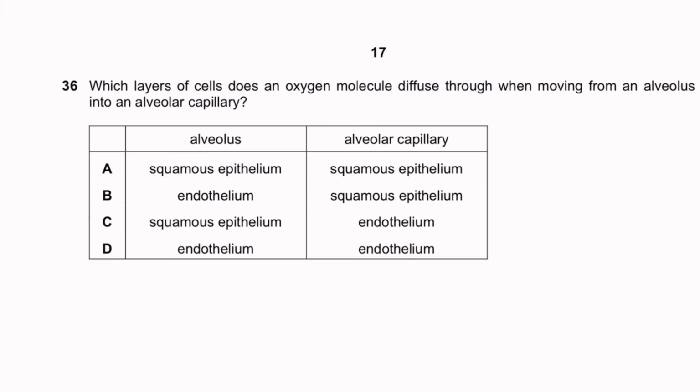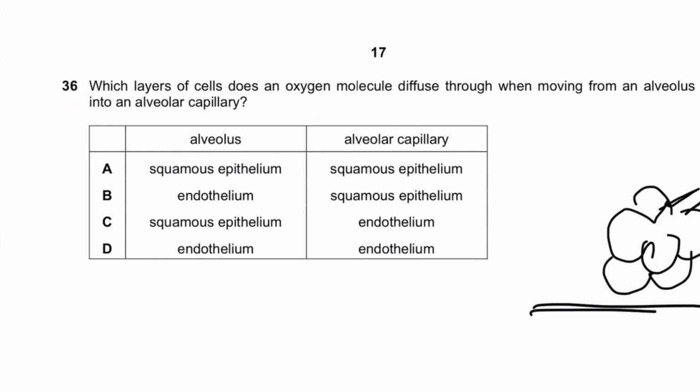Which layers of cells does an oxygen molecule diffuse through when moving from an alveolus into an alveolar capillary? Okay, so you have your nice looking, let me try my best here, guys. You have the alveolus, and then you have the alveolar capillaries. If you zoom in, there are a bunch of capillaries around the alveolus.